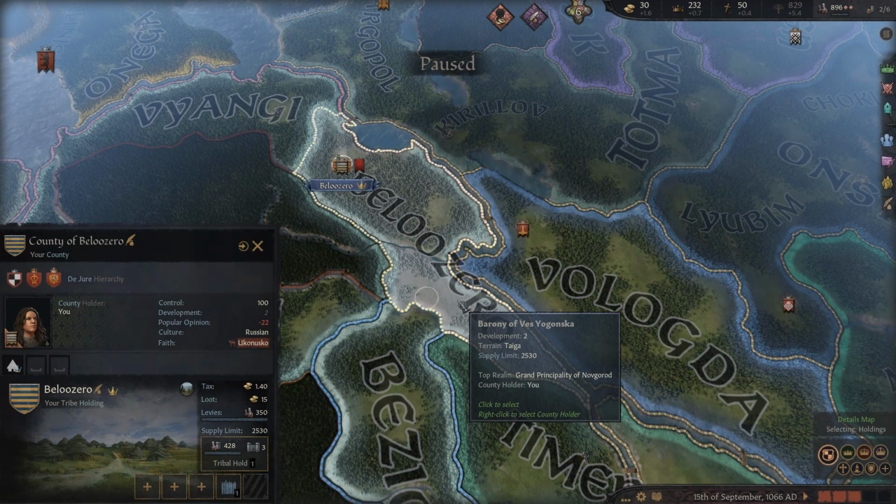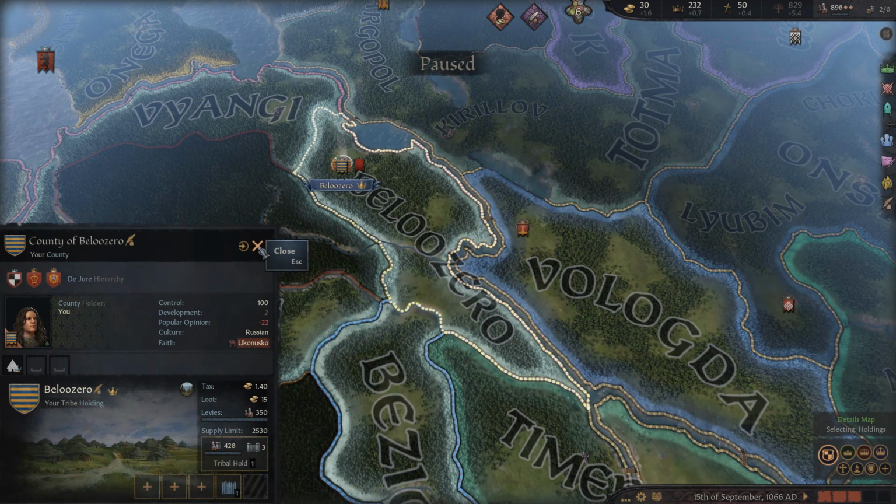Development will only affect supply limit, not income. Tax and levy development increase does not apply in counties ruled by a tribal ruler either. So that's another thing you need to keep in mind. Development does not passively grow in counties ruled by a tribal ruler. You must actively invest into it.